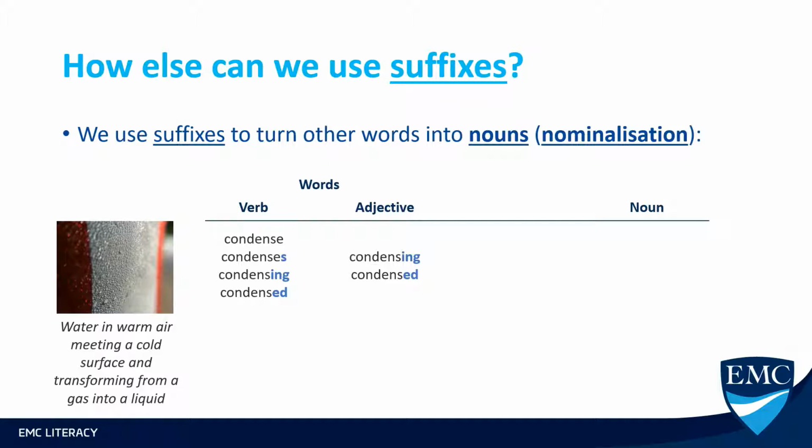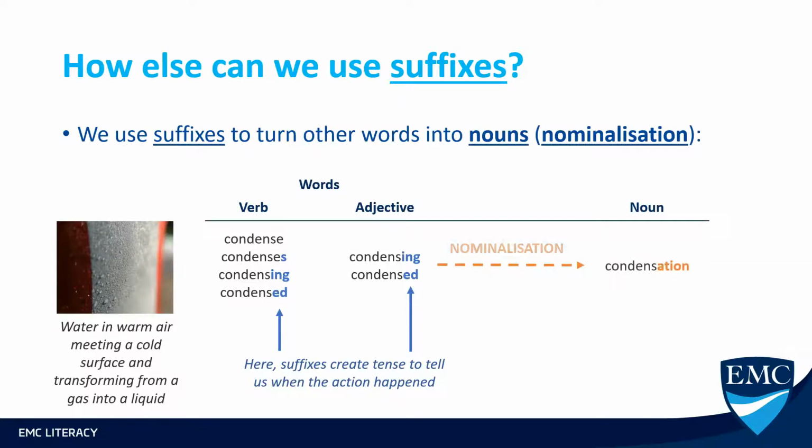Adding s, ing, or ed means we can use the word as a verb to show when and how something happened. We can also use these suffixes if we wanted to use the word as an adjective to describe something. For instance, we might write the condensed droplets of water formed after a certain amount of time, or that the condensing droplets tend to trickle down the side of the can once they get too heavy. These suffixes, though, are all about telling us when something happens.